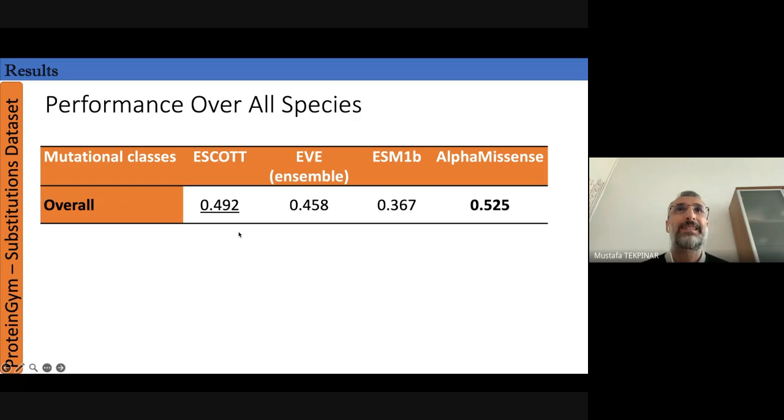But the dilemma here is this. AlphaMissense was developed to predict mutational effects in human, not other species. But despite this fact, they can predict other species as well, viruses especially. We don't know the exact reason why they are predicting, for example, viruses quite well.